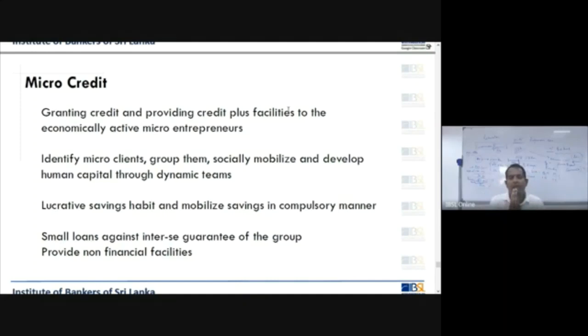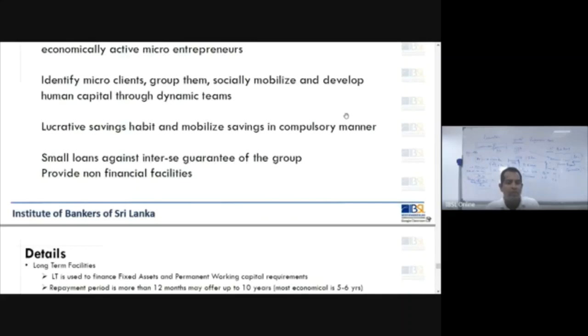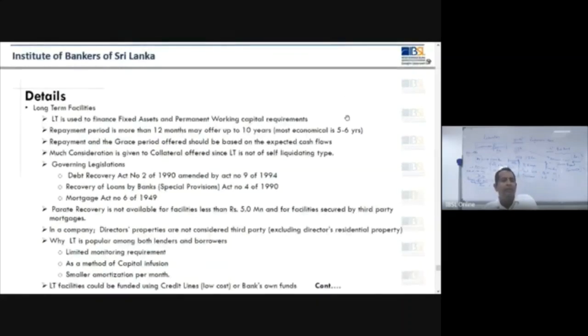This kind of guarantee is called inter-se guarantee. We guarantee each other. If one defaults, the other 2 are liable to pay. Otherwise, they will also not get future loans, right? That is microfinance. We are giving smaller loans to the grassroots level. Getting a group and inter-se guarantee is the key. Microcredit is only giving loans. Microfinance is giving loans, savings, and insurance together, right?